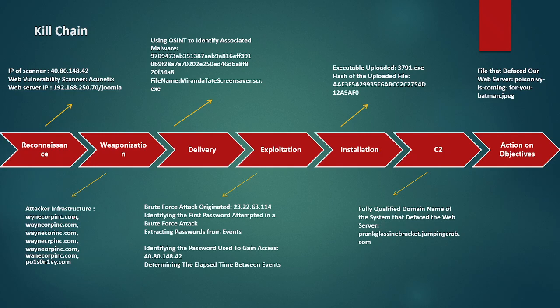And similarly, you can also make use of other open source intelligence. We have already identified the MD5 hash with respect to the executables. So we can look at OSINT in order to uncover some other information as well, right?